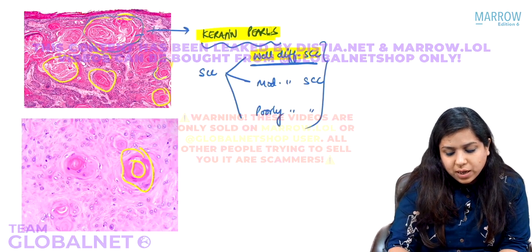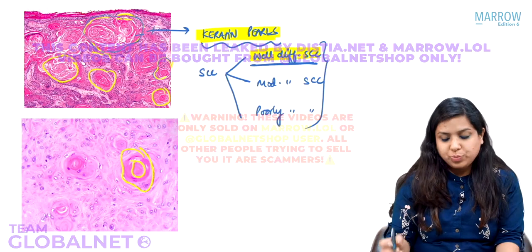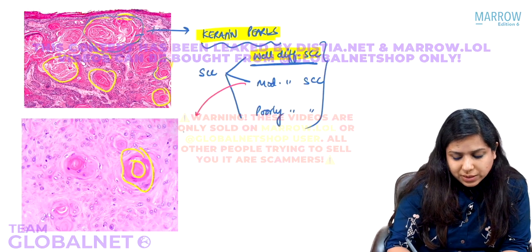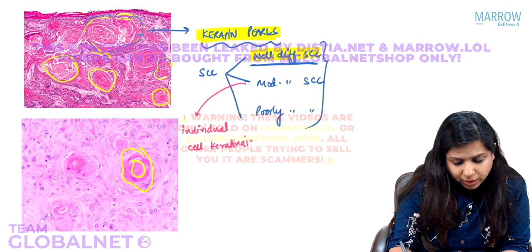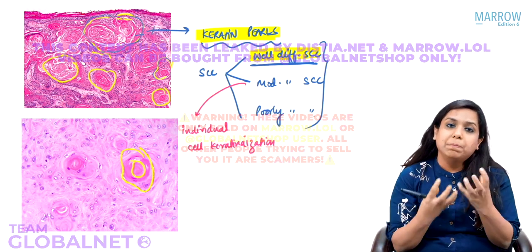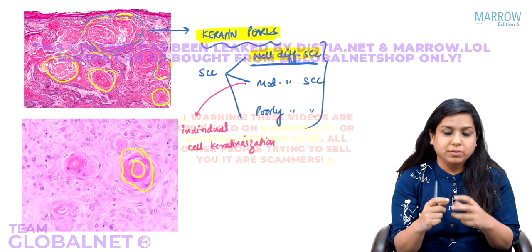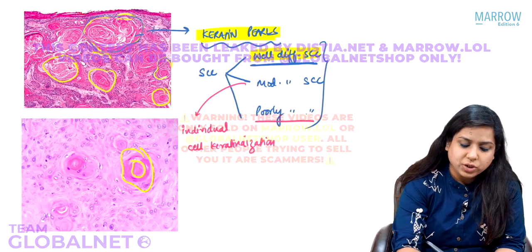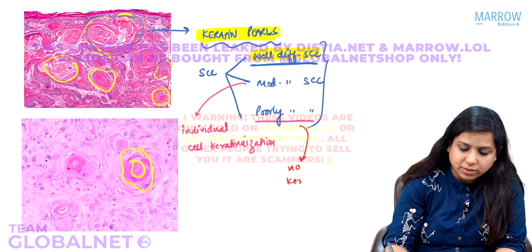When a person has moderately differentiated SCC, you don't see such beautiful pearls. What we see is individual cell keratinization. That means you will see excess keratin, definitely. I will see excess keratin, but I will not see keratin pearls, right? And individual cells will produce excess keratin, correct? In poorly differentiated, you do not see keratin, no keratin, right?